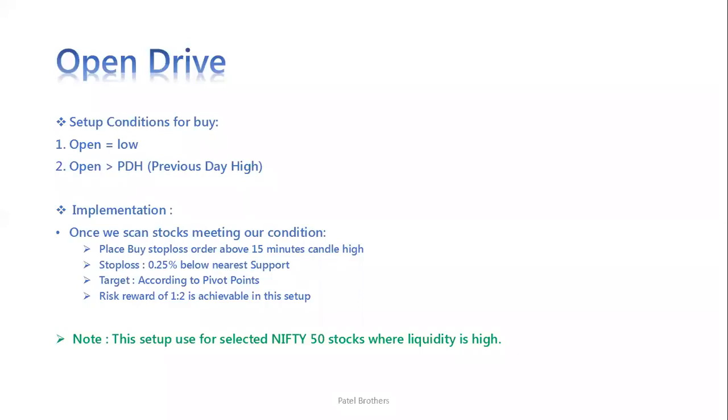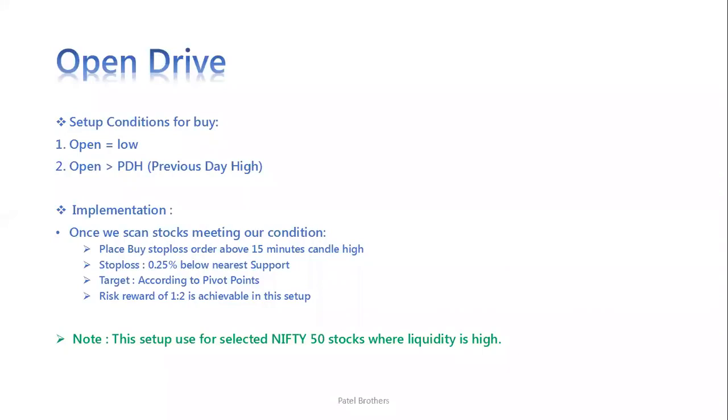So that from the first tick of the market, it is showing the buying interest only. That is why we have named it open drive. Open drive means from the first point it is going in one direction. So how will we implement this strategy?